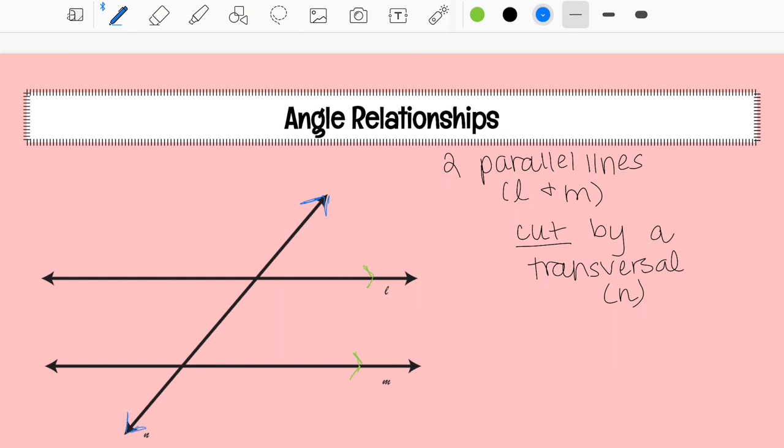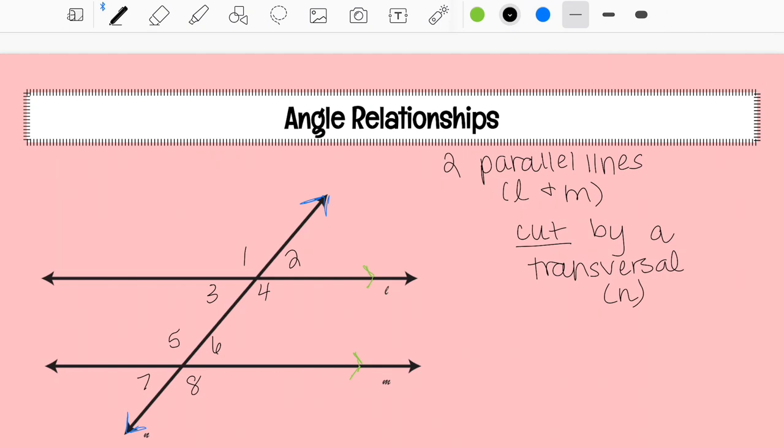When we have 2 parallel lines that are cut across by a transversal, it kind of looks like it forms a sandwich. And so we have 8 different angles that are created. We have angle 1, 2, 3, 4, 5, 6, 7, and 8.